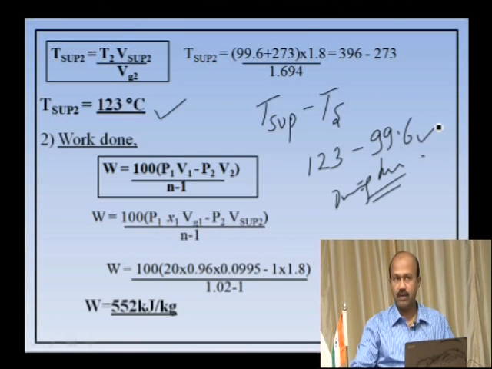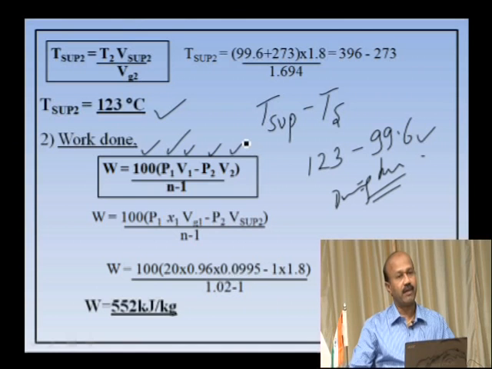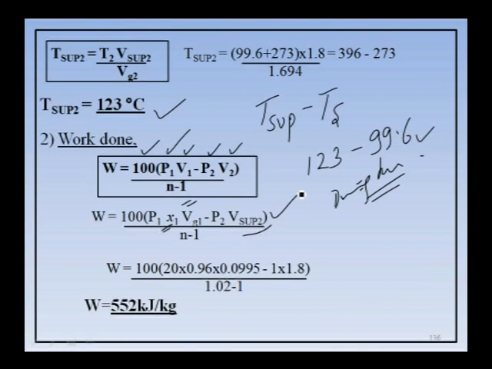So now work done. We know both the conditions now. Initially it is wet and after it is superheated. What is the work done formula? Work done W is equal to 10 square or 100 into P1 V1 minus P2 V2 divided by n minus 1. Initially I have taken x1 Vg1 because it is wet steam. After the process I have taken Vsup2 in place of V2 because the final condition of steam is superheated. So now I have all the values: P1, x1, Vg1, similarly P2 and Vsup2. So we are getting the work done as around 552 kilojoules per kg, work done on the system.